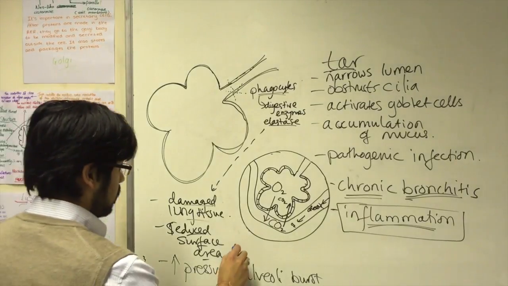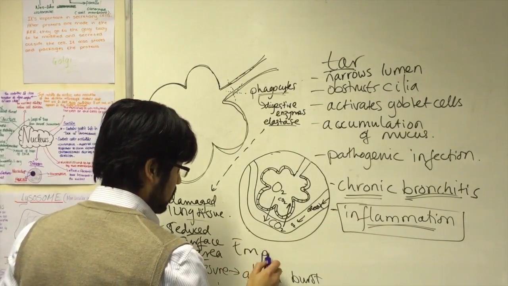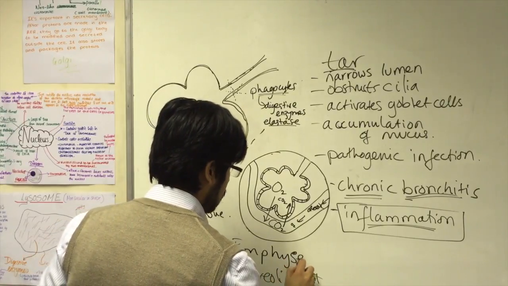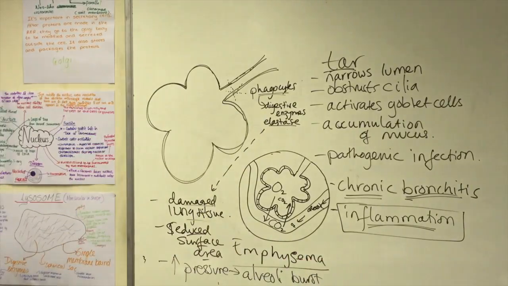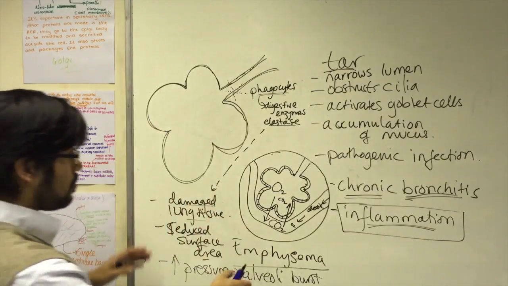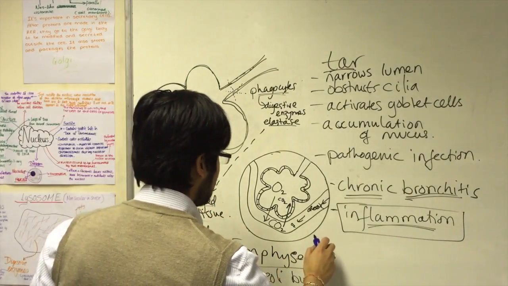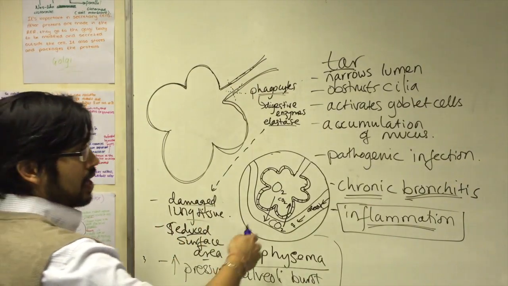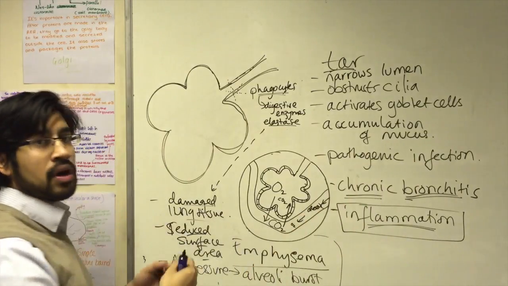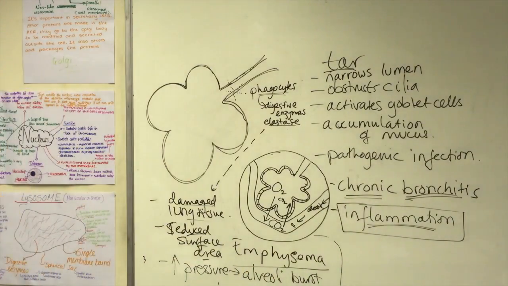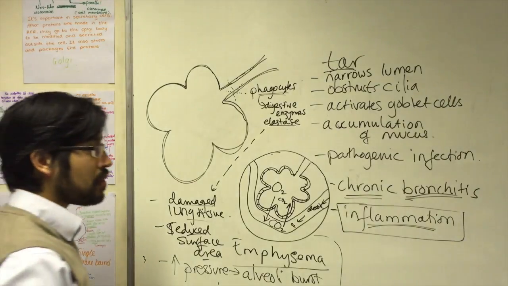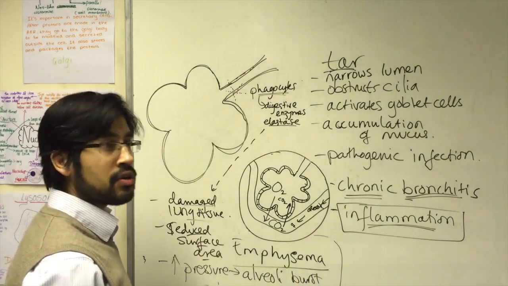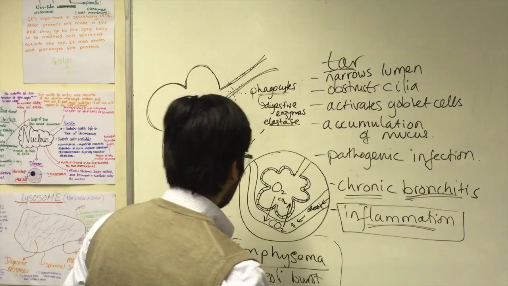Right, so just to get that on the board this time. Emphysema being the condition that covers the effects of long-term cigarette smoking on the lungs, and chronic bronchitis being a shorter-term condition. Not a short-term condition, but a condition which occurs sooner.